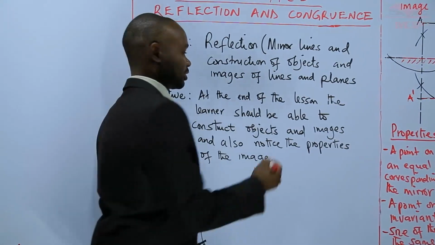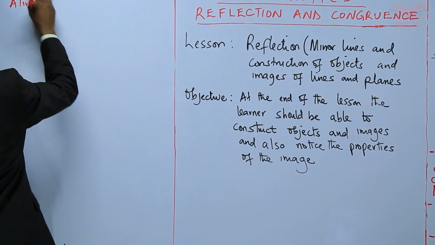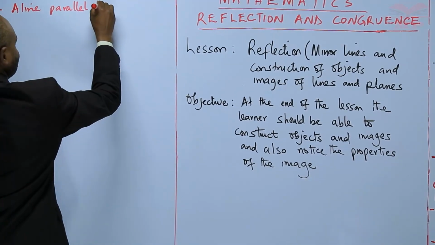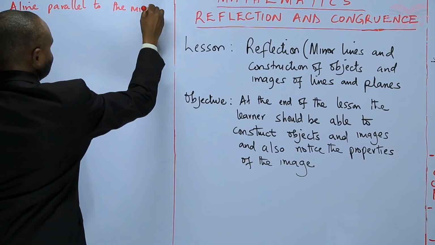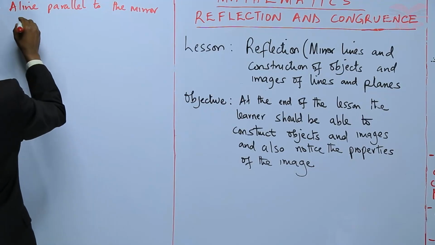A line parallel to the mirror, a line parallel to the mirror in the image will not change direction. Parallel to the mirror does not change direction.